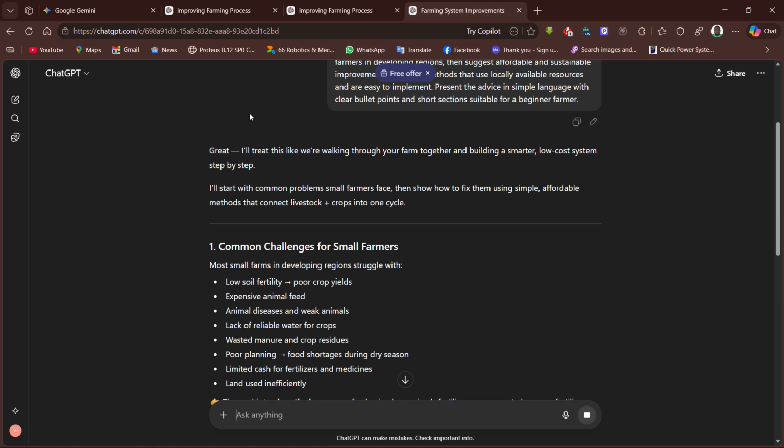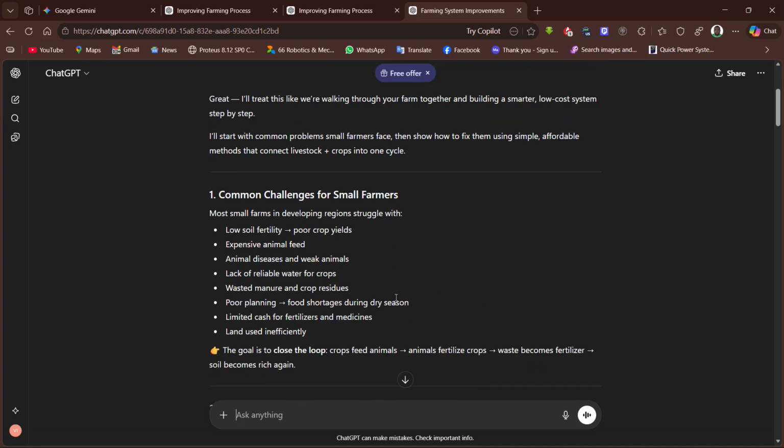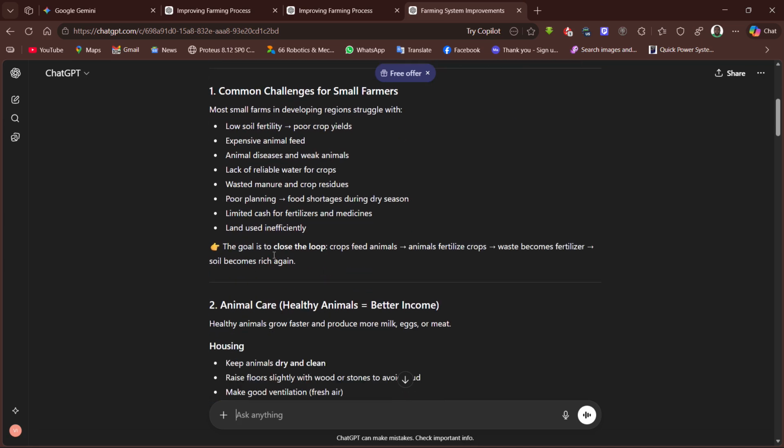It says, great, I'll treat this like we're walking through your farm together, building a smarter low-cost system step by step. I'll start with common problems small farmers face, then show you how to fix them using simple affordable methods that connect livestock and crops into one cycle. Common challenges for small farmers. Most small farmers in developing regions struggle with low soil fertility, poor crop yields, expensive animal feed, animal disease and weak animals, lack of reliable water for crops, wasted manure and crop residue, poor planning, food shortages during dry season, limited cash for fertilizers and medicine, land use inefficiency.